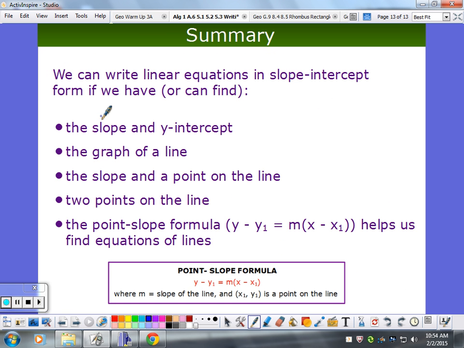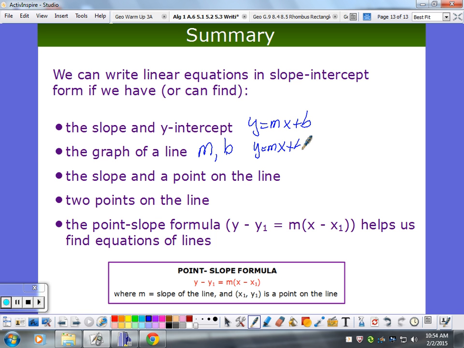So, let's review how you do this. Guys, stop talking. If you know the slope and the y-intercept, plug it in: y equals mx plus b. If you have the graph of a line, and you can see the y-intercept on that line, figure out what the slope is, either by counting boxes or using the slope formula, and read the graph to find b. Y equals mx plus b.